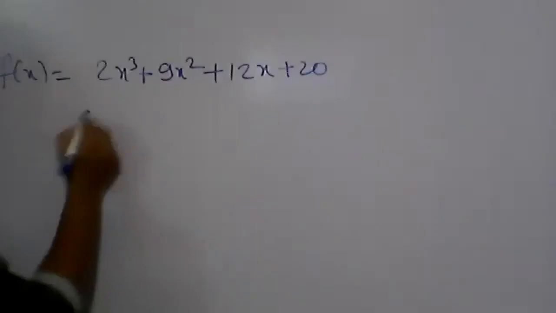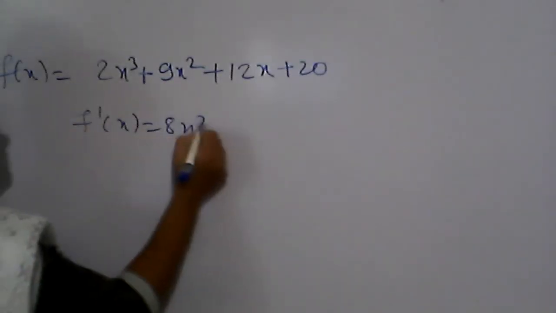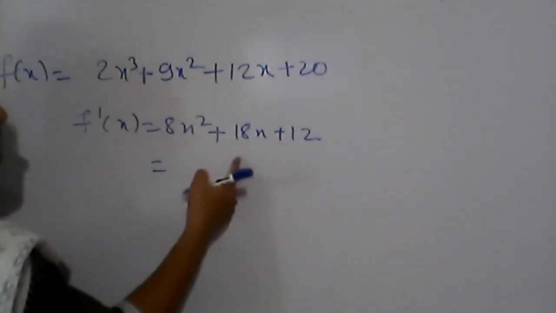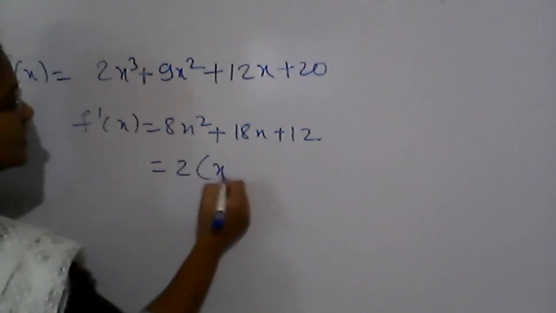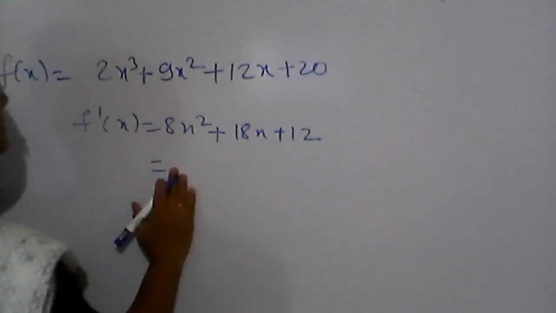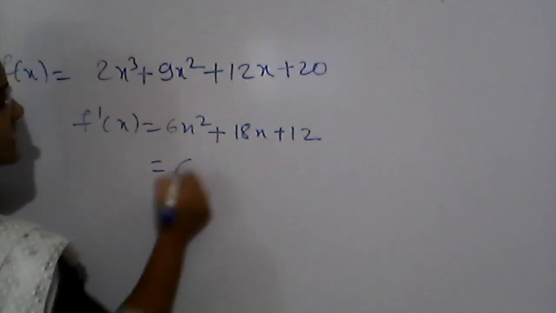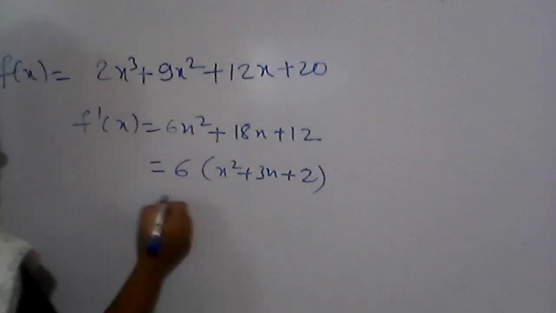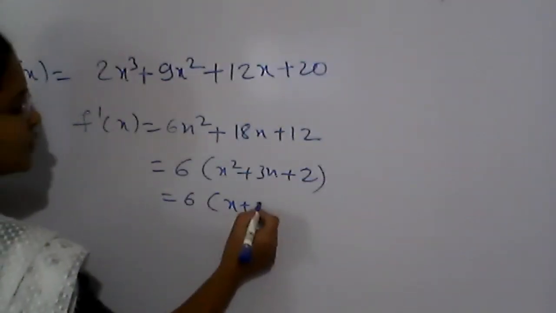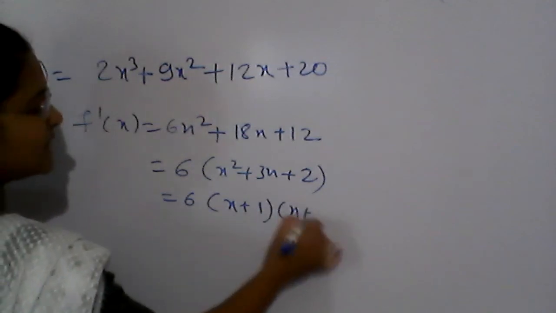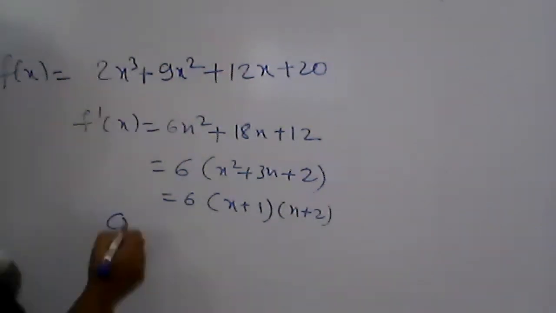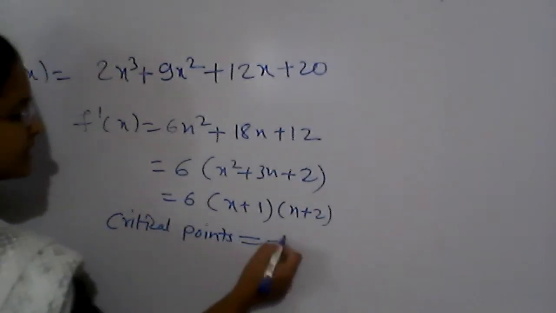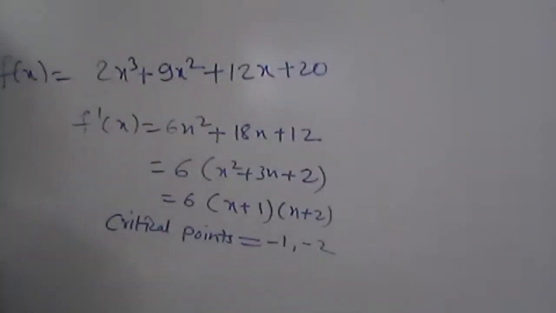So the derivative will be f dash x is 6x square plus 18x plus 12. So what will come? Ma'am, 6x square. 6x square, highest common factor is 6. So 6 will come out: x square plus 3x plus 2, right? So 6 in bracket x plus 1 and x plus 2. Okay? Critical points, what will come? Come on, tell me quickly. -2 and -1.